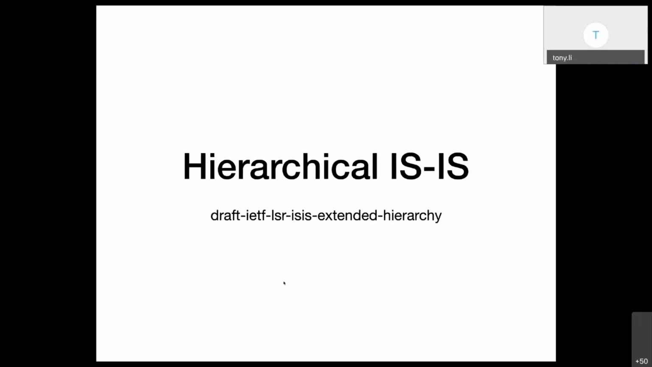Moving on to hierarchical ISIS. As a reminder, the goal of this draft is to take our current two-level hierarchy and expand it all the way up to 8 levels. Next slide, please.